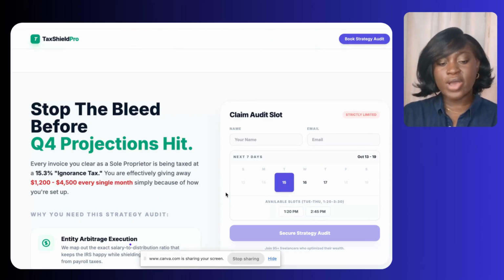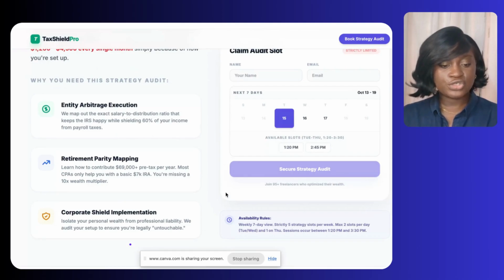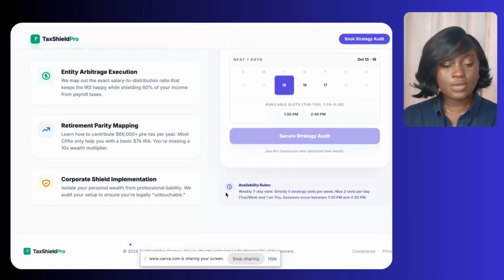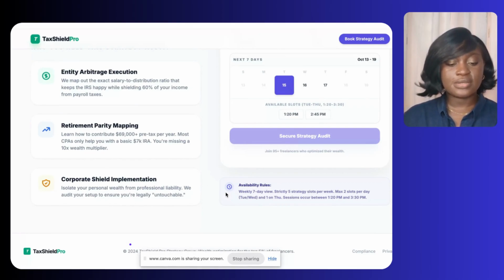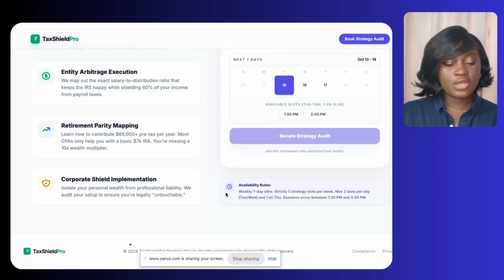Next, we have why you need the strategy audit. The entity arbitrage execution will map out the exact salary to distribution ratio that keeps the IRS happy while shielding 60% of your income from payroll taxes. Retirement parity mapping: learn how to contribute $69,000 plus pre-tax per year. Most CPAs only help with a basic $7K IRA. You're missing a 10x multiplier. Corporate shield implementation. All of that is baked into the landing page.